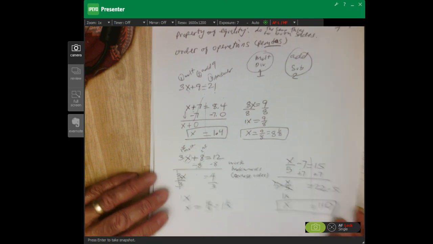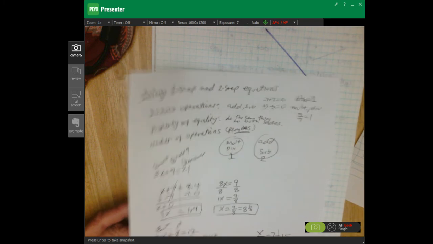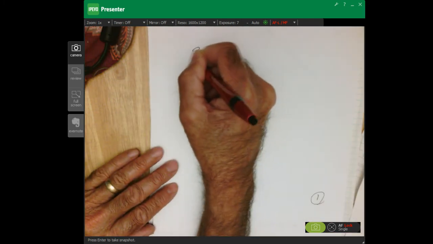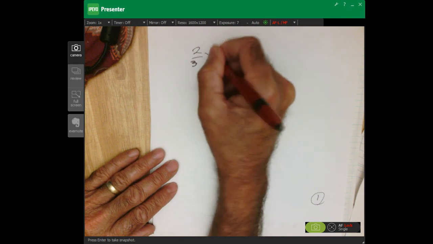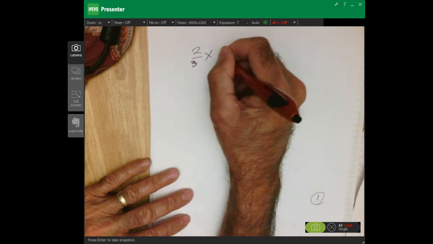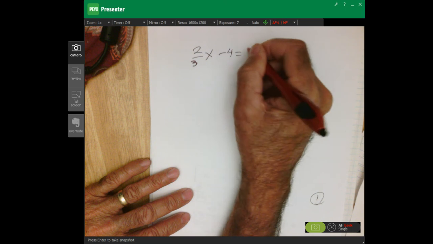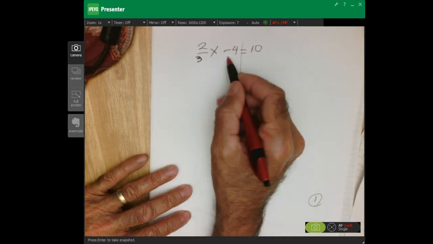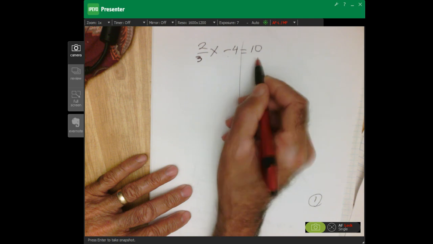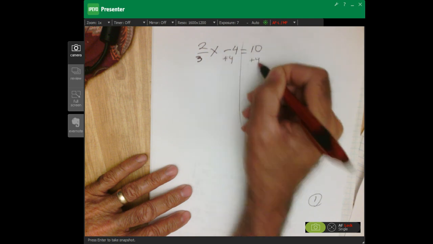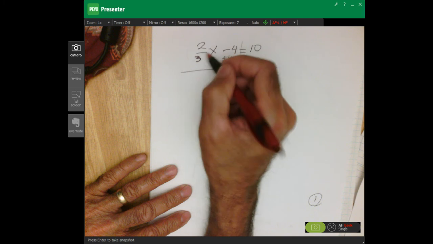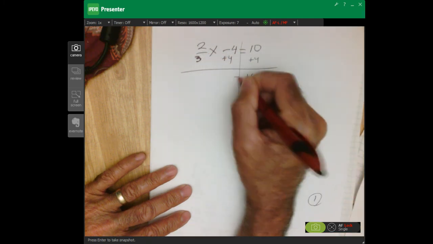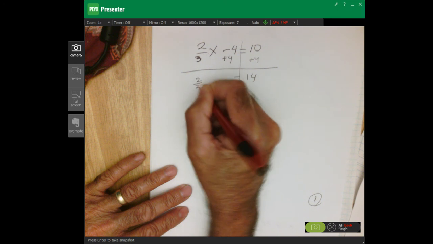Okay. Now, one other one that might be a little bit confusing at first would be if we have something like this. Okay, let's say we have something like this. First part, exactly the same. Add 4 to both sides, because this is still multiplication by 2/3, by a fraction. This becomes 14, and we have 2/3 x.